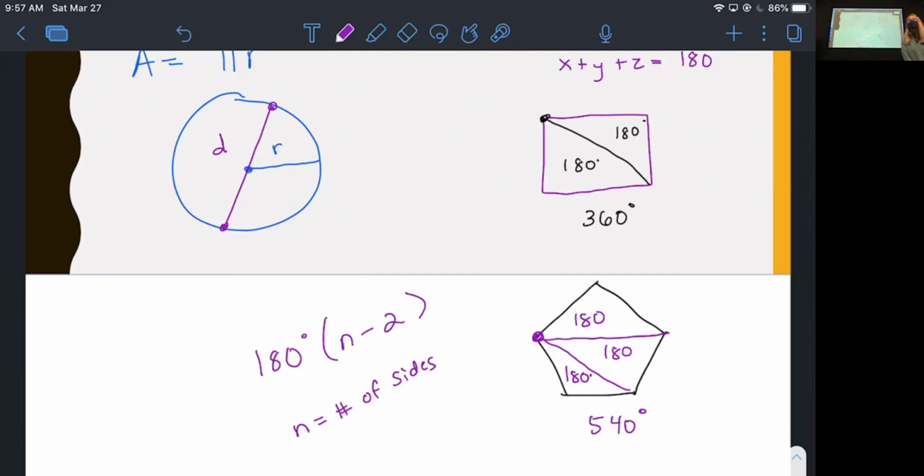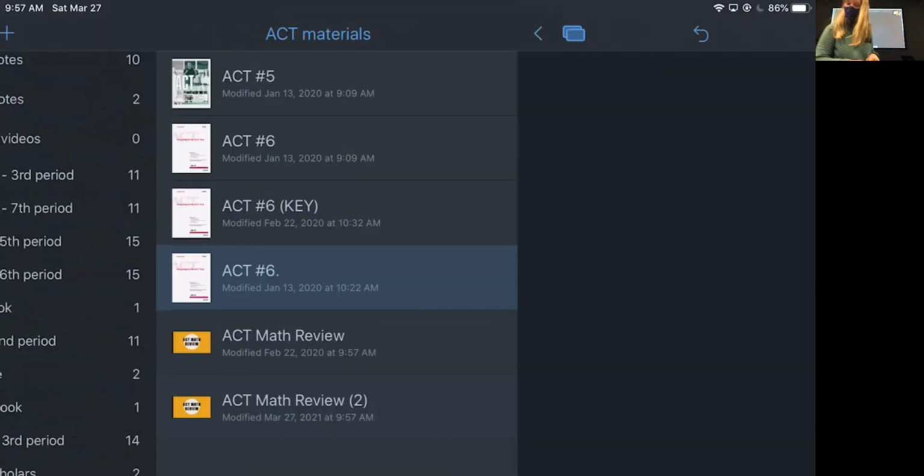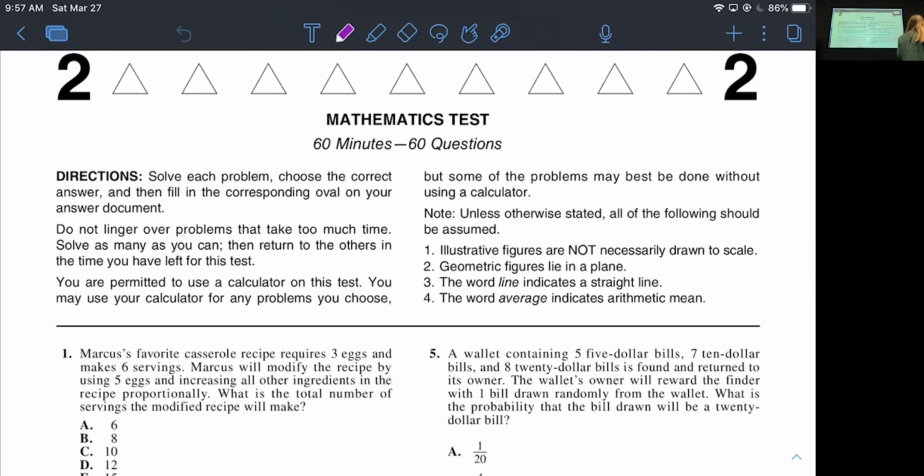All right. Then go ahead and in your files that Mr. Reinhardt sent, you guys have an ACT number 6. Get that downloaded into Notability. So ACT number 6, and then scroll down to the mathematics test.